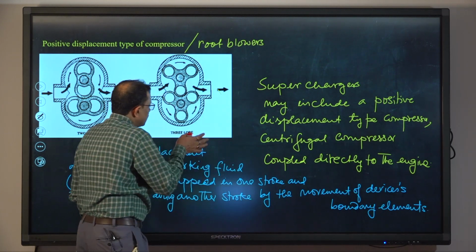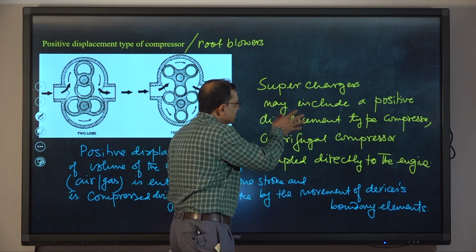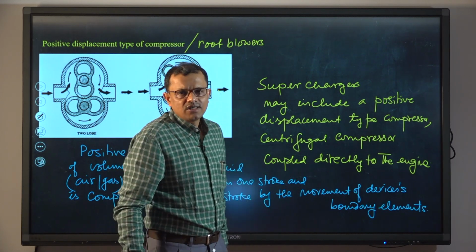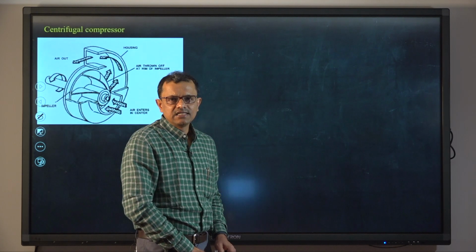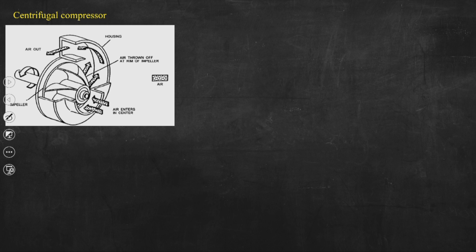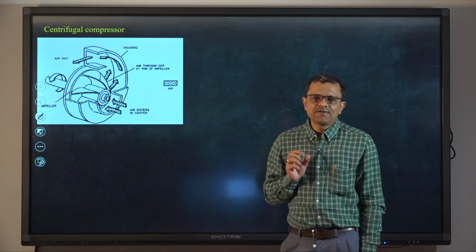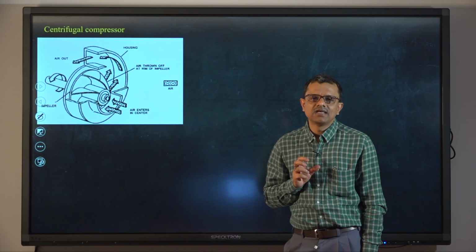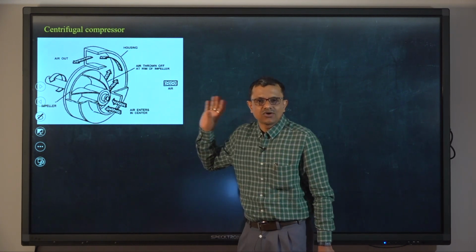For superchargers or for supercharging, superchargers may include a positive displacement type compressor or even a Roots blower, or they may include a centrifugal type compressor as well, and that is shown in this slide. So, this is a centrifugal type compressor. Probably you have studied the centrifugal pump. The mechanism of raising pressure is the same, the only difference is that in the centrifugal pump the working fluid is an incompressible liquid, but here the working fluid is gas or air.